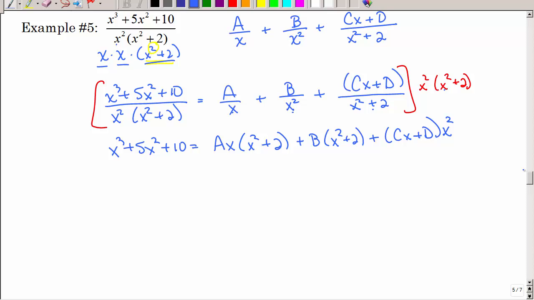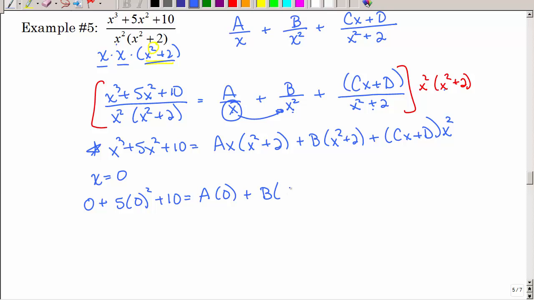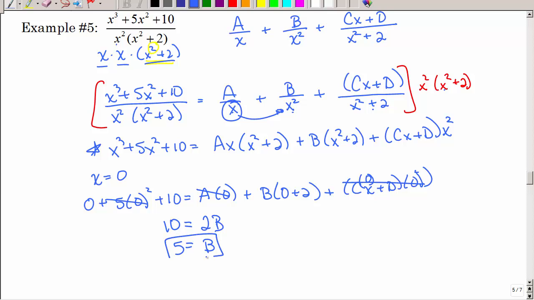Now we're going to use our convenient values, and you're only going to get one because remember x and x squared, set equal to 0, you're going to get the same value. So we're going to have x equal to 0. Everywhere there is an x, we're going to put in 0. We have 0 plus 2, and yes, you would put a 0 there as well, but that goes away, that goes away, that goes away, so we have 10 equals 2B, so B is 5.